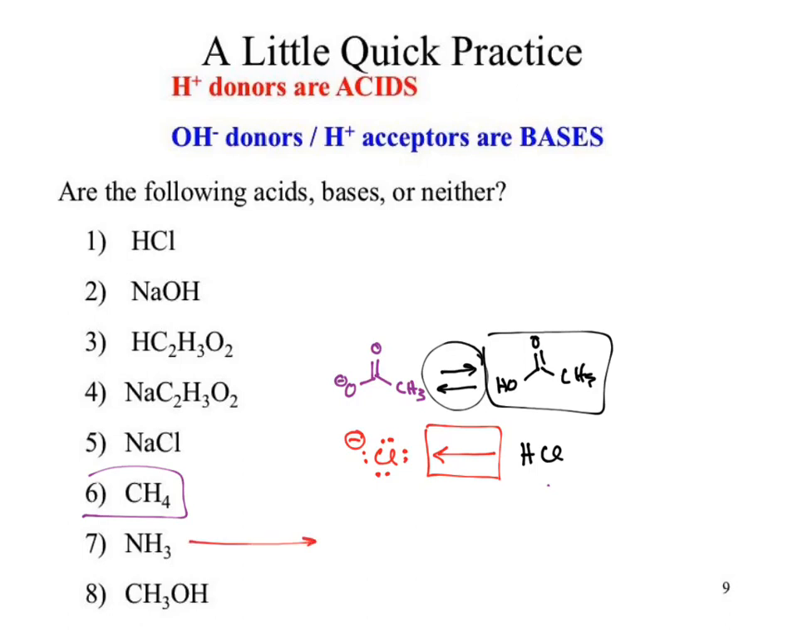NH3 is a particularly nasty, tricky one. It sort of can be both. When we look at NH3, we're really only referencing it acting as a base. It has that lone pair of electrons. It can pick up a hydrogen to form ammonium. That is an equilibrium reaction.